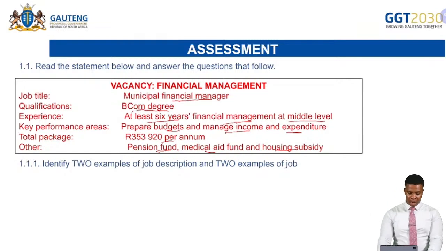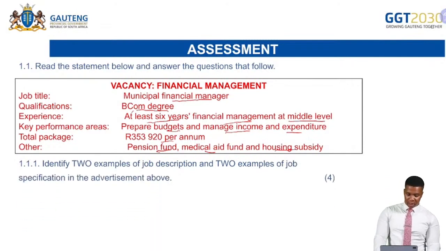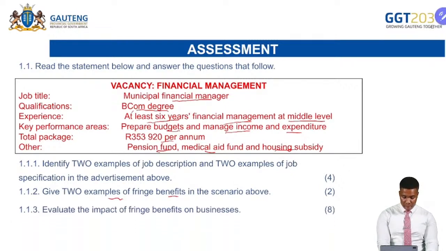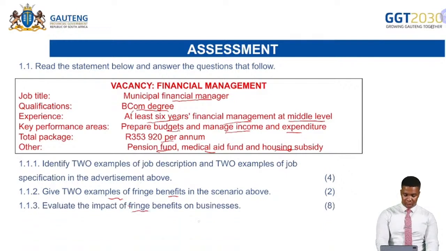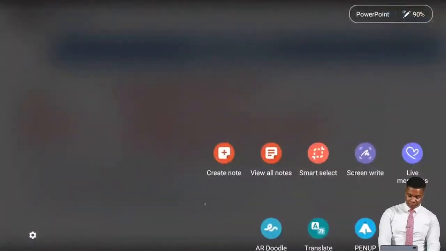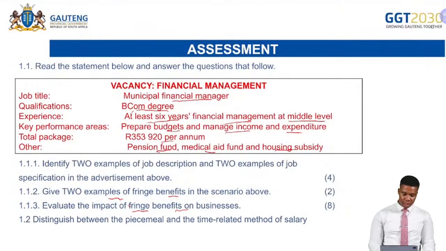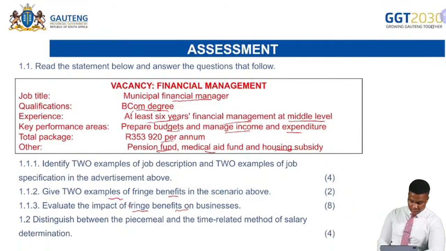Now 1.1.1, identify two examples of job description and two examples of job specification in the advert above. Then 1.1.2, give two examples of fringe benefit in the scenario above and evaluate the impact of the fringe benefit on businesses. Then distinguish between piecemeal and the time-related methods of salary determination.